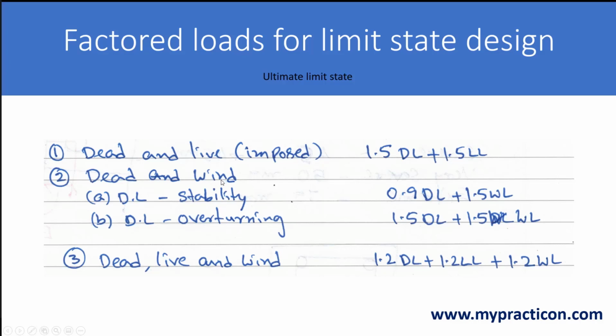When wind is combined, we take only 0.9 times dead load plus 1.5 times the wind load. Similarly, there are many combinations provided, like dead load plus live load plus wind load, which is 1.2 times of everything. The factors are implemented due to unexpected loads in future, inaccurate estimation of the loads on the structure, and unforeseen stress distribution between the members. This is the key information to consider when factoring the loads.